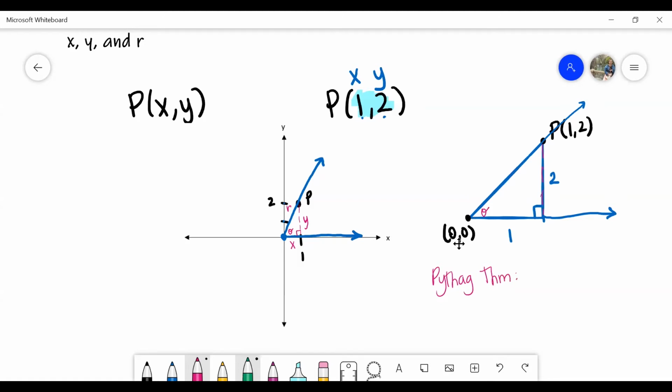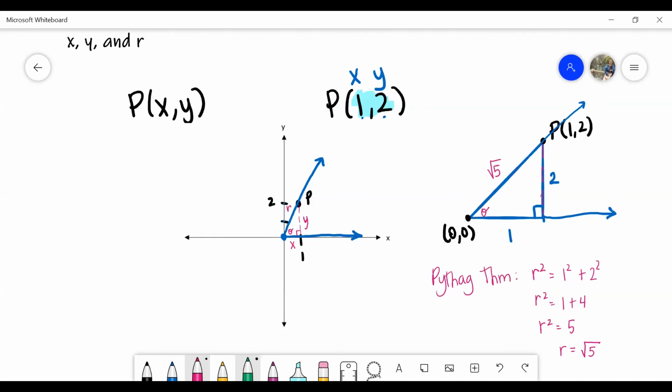right? So you've got, I'm going to call this R because that's what we tend to call it for this definition. So we've got R squared is equal to 1 squared plus 2 squared. So you've got R squared is 1 plus 4, R squared is 5, which means R is, again, I drop the plus or minus, and it's just square root 5. Well, that's this value out here.